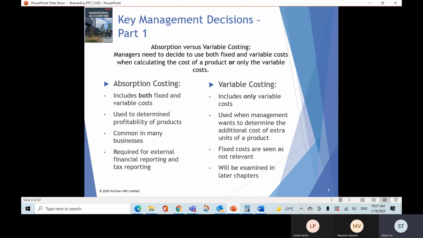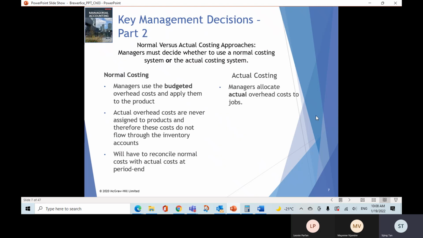Common in many businesses, required for actual financial reports and tax reports. Variable costing includes only the variable costs. It is used when management wants to determine the additional cost of actual units of product. Fixed costs are not relevant, so we do not consider them. This will be examined in later chapters, so we'll talk about it later.